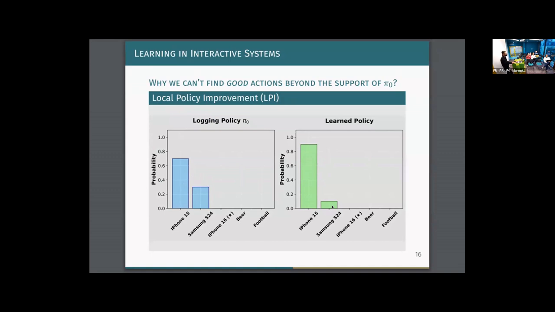It's interesting that this one ignores pi zero too, right? Yeah, it ignores pi zero. This one doesn't care about pi zero.